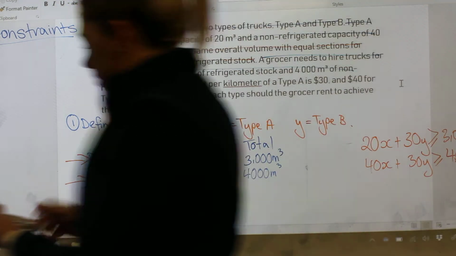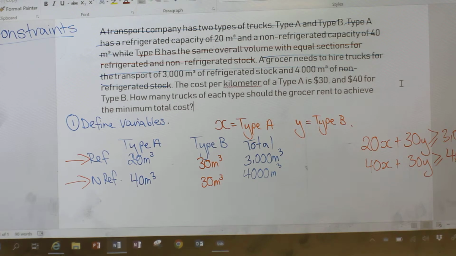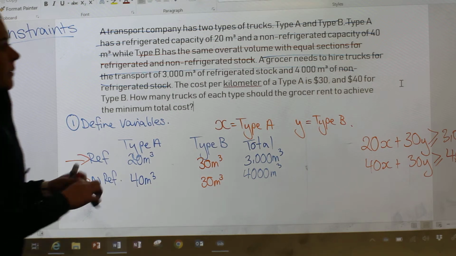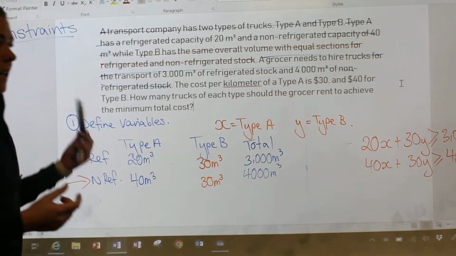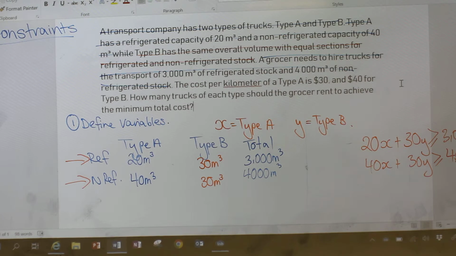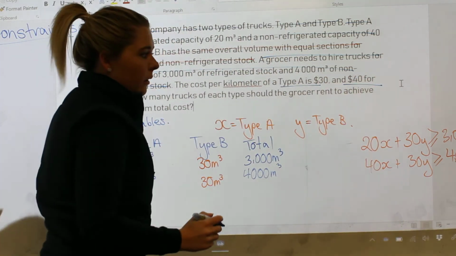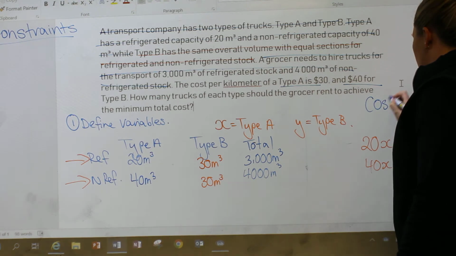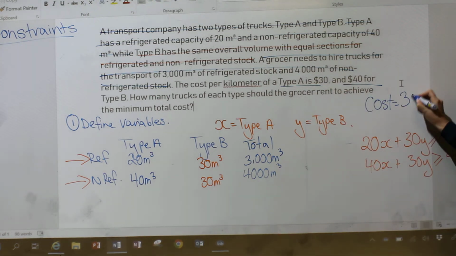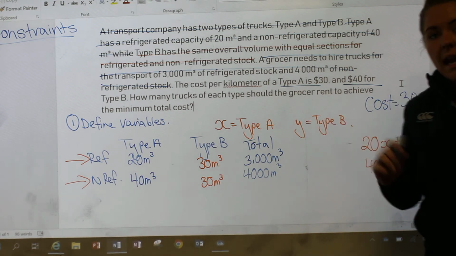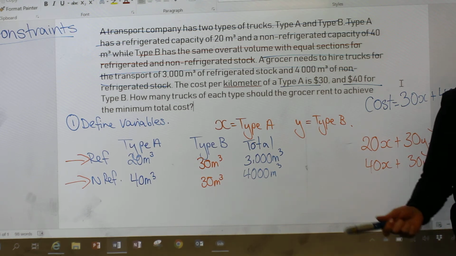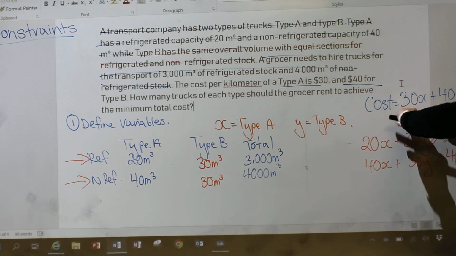The last thing you need to do is your objective function. Your objective function is what you substitute your points into to find your ultimate solution. My objective function is about my cost. Looking at my final cost, type A is $30 and type B is $40. So my cost equals 30x plus 40y. When I substitute in any of my values that I find from my graph, which I'm going to do next, that's where I substitute into that.